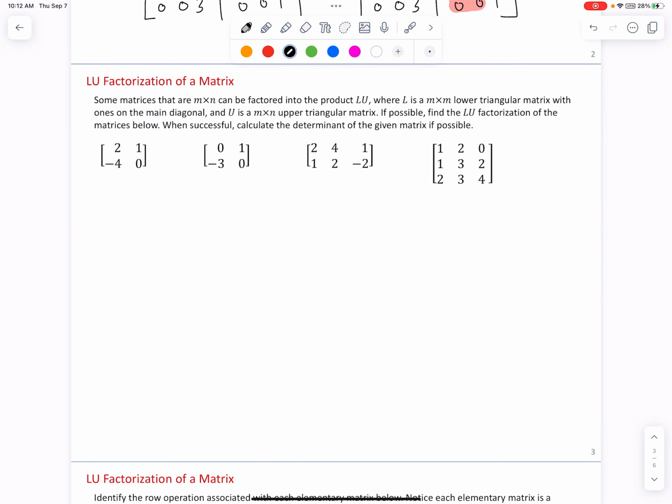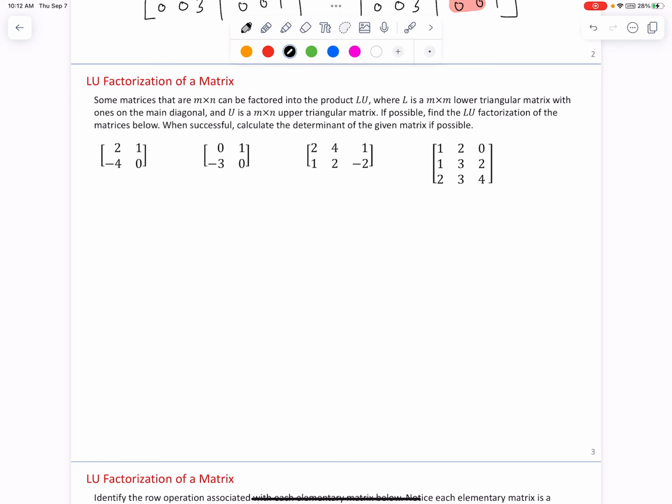Some matrices that are m by n, so notice that's non-square, can be factored into the product L times U, where L is an m by m lower triangular matrix, notice L is square, with 1s on the main diagonal. So that's a special kind of lower triangular matrix, insisting that we have 1s on the main diagonal. And U is an m by n upper triangular matrix. Now notice U is not square, but we're still calling it an upper triangular matrix, and we talked about that a couple slides ago.